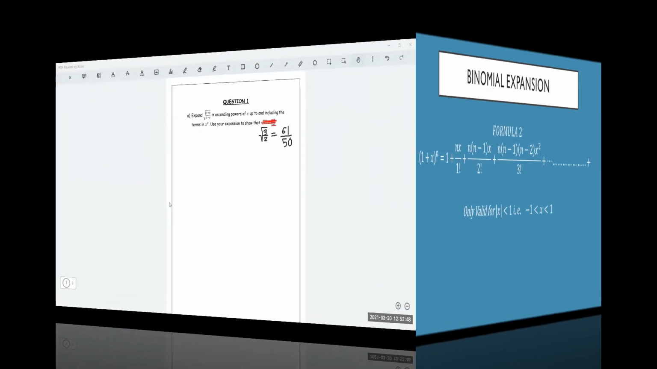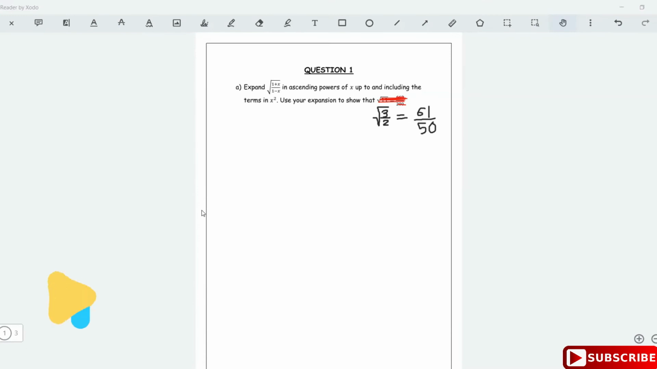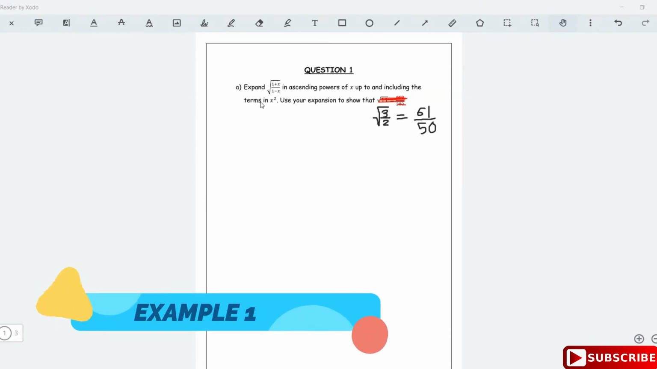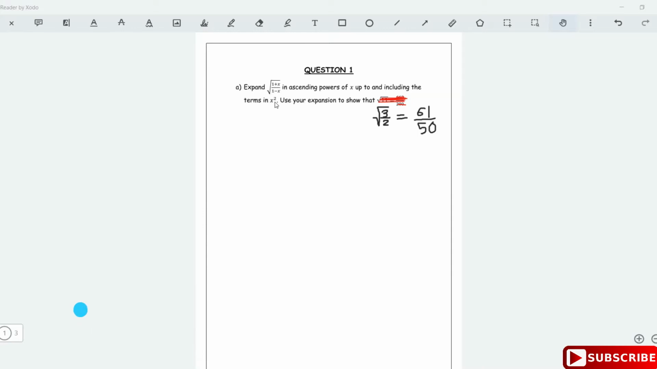Expand the square root of (1 plus x) over (1 minus x) in ascending powers of x up to x squared, and then show that the square root of 3 over 2 is 61 over 50. It was a different question, but that one was too easy. So just to make it a little bit spicier, find the square root of 3 over 2. If you know what it is, you can check it in a calculator. It's going to be roughly the same as 61 over 50. So we need to show this.